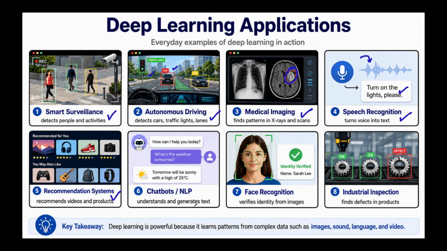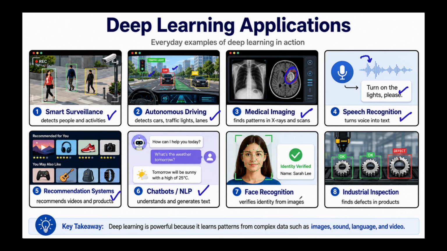And the sixth, chatbots and natural language processing. ChatGPT-like systems use deep learning to understand and generate text. These models learn patterns from huge amounts of language data. That is how they can answer questions, summarize text, translate languages, write code, and have conversations with the users.